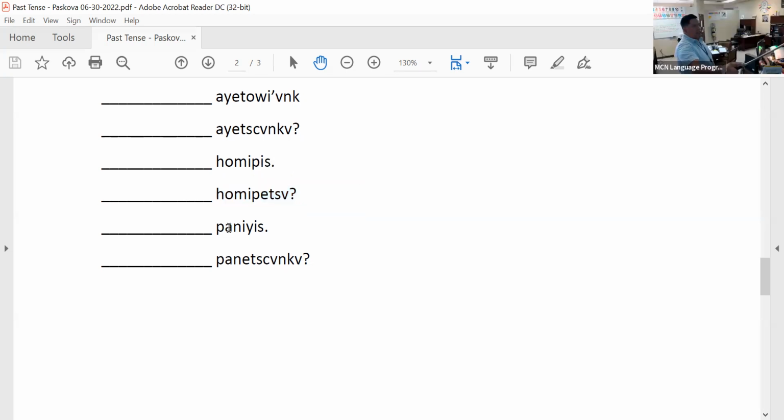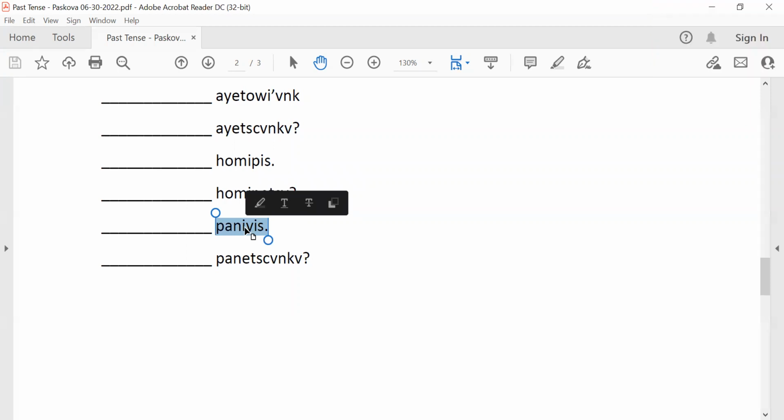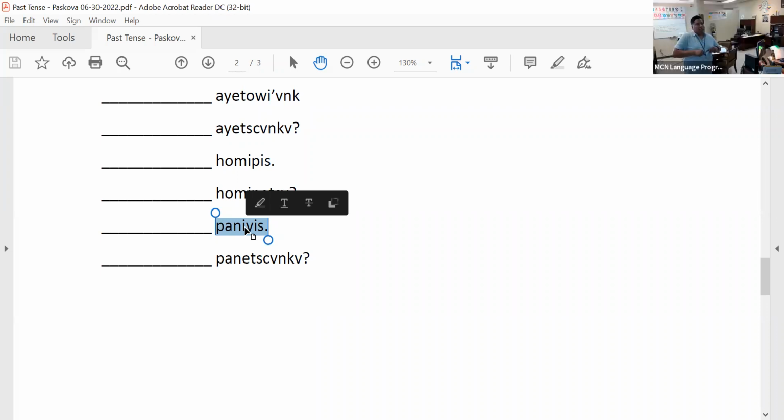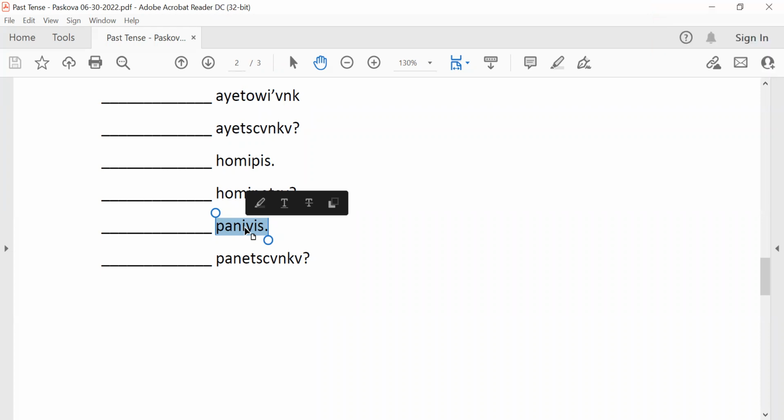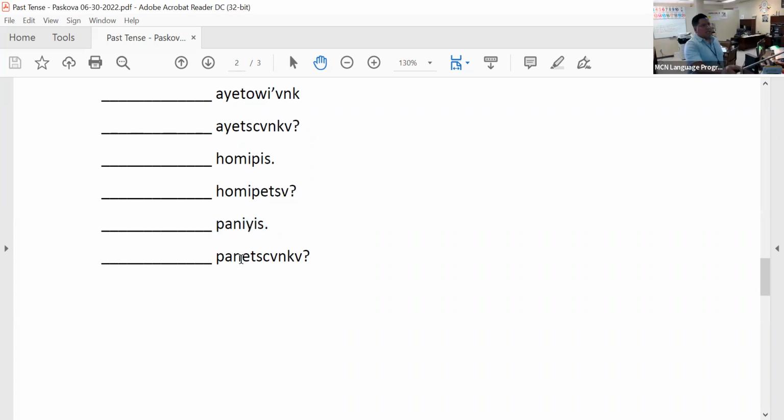Okay, let's go to the next one here. Banayas. Okay, Tallahassee, Banayes. Yep. Let's say. What did you say? It's saying I danced at Tallahassee. Yep. Okay. To the next one.